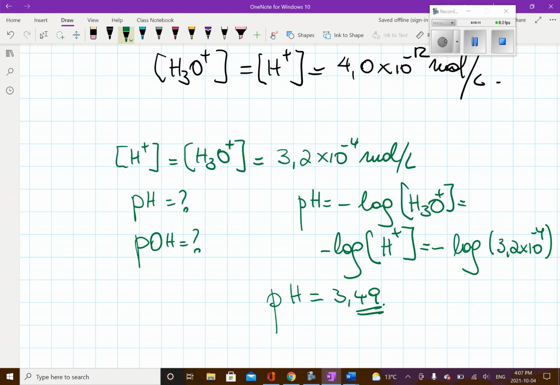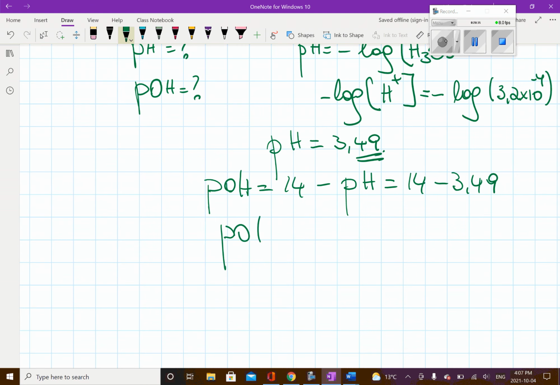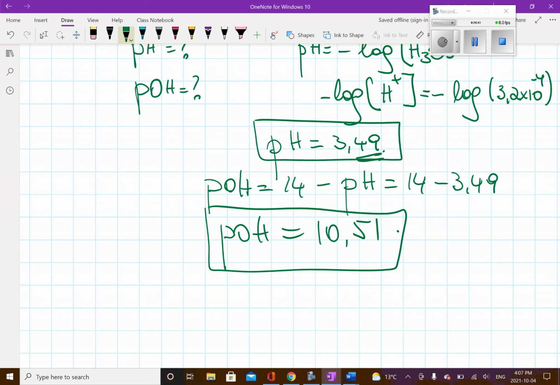Now if we want to calculate the pOH, then pOH will be 14 minus pH, or 14 minus 3.49. So pOH will be 10.51. So this pH has two significant digits. And as I said, for pH and pOH, the significant digits are counted only as the decimals after the decimal point.